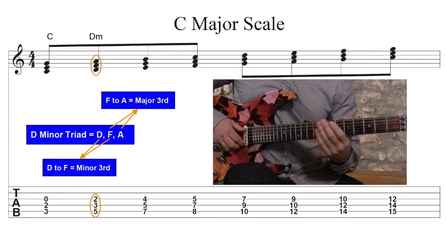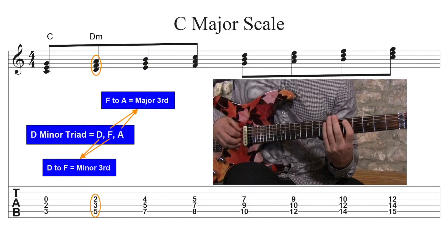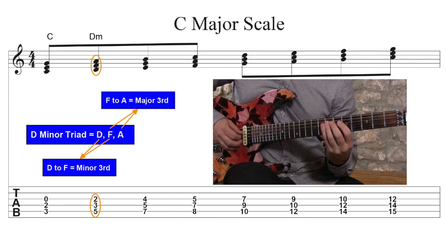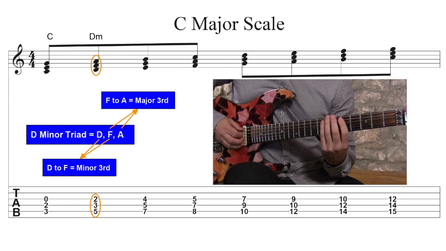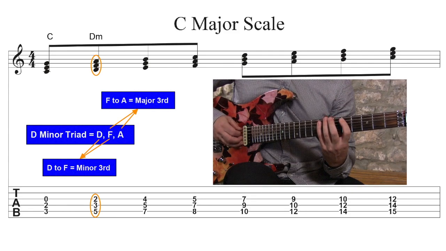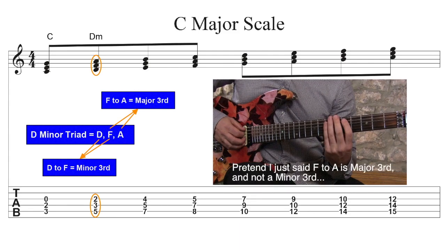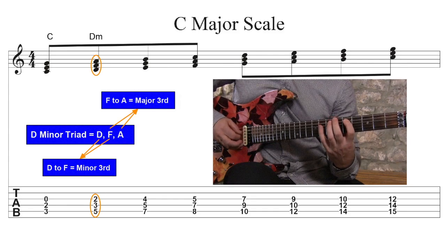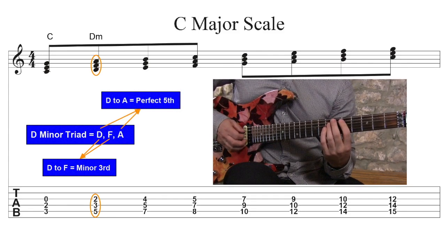Moving on, if we came to D, skip E, take F, skip G, take A, we would have the notes D, F, A, and between D and F is a minor third, between F and A is a major third. If we look at the intervals from D to those notes, we have D to F is a minor third, as we just noticed, and then D to A is a perfect fifth.